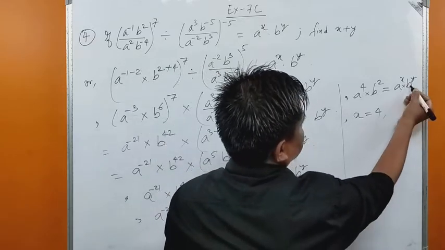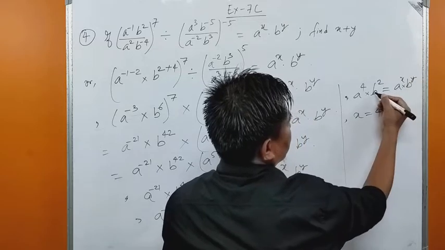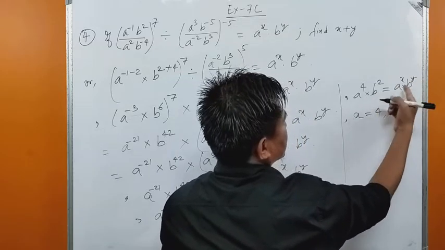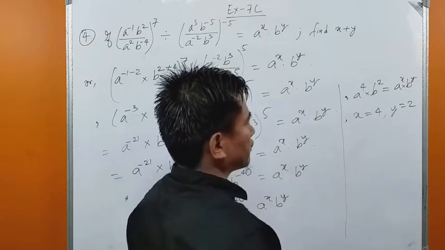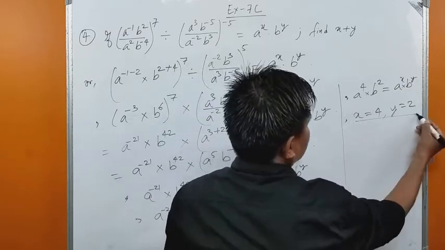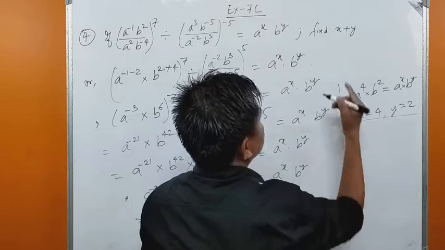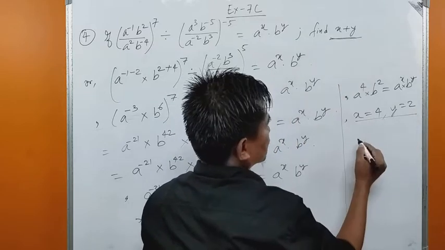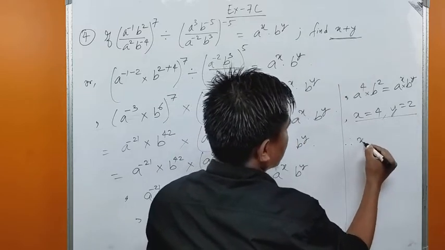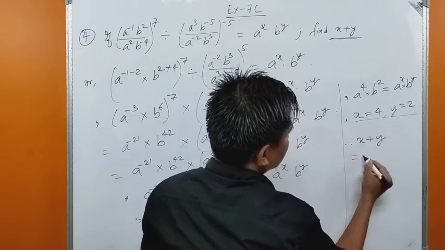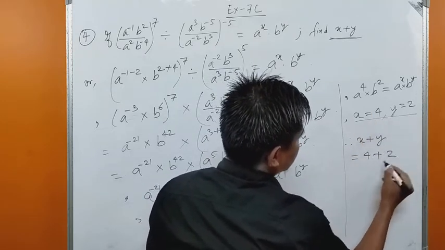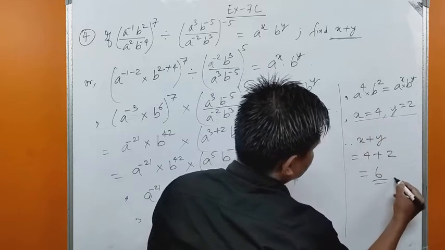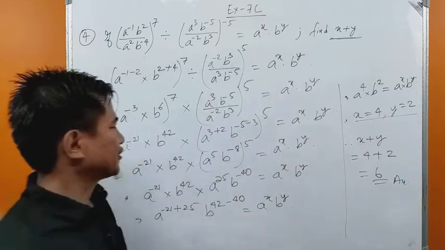So here the power of b is y and the power of b is 2, isn't it? Same base, that means y equals 2. If the bases are equal, the powers will be equal. We got the value of x and y. x is 4, y is 2. Now we are asked to find the value of x plus y, isn't it? So x plus y equals 4 plus 2, which is 6. So this is the answer, isn't it? I hope you got this.